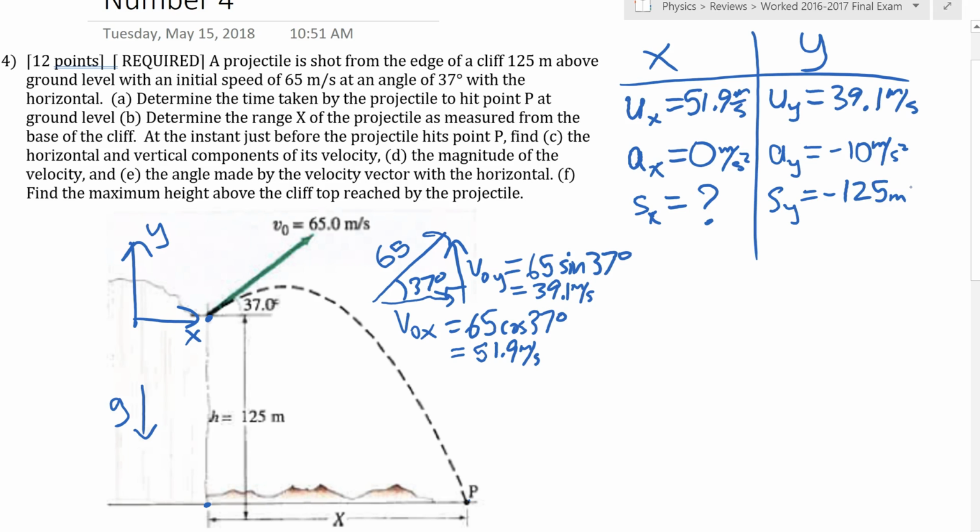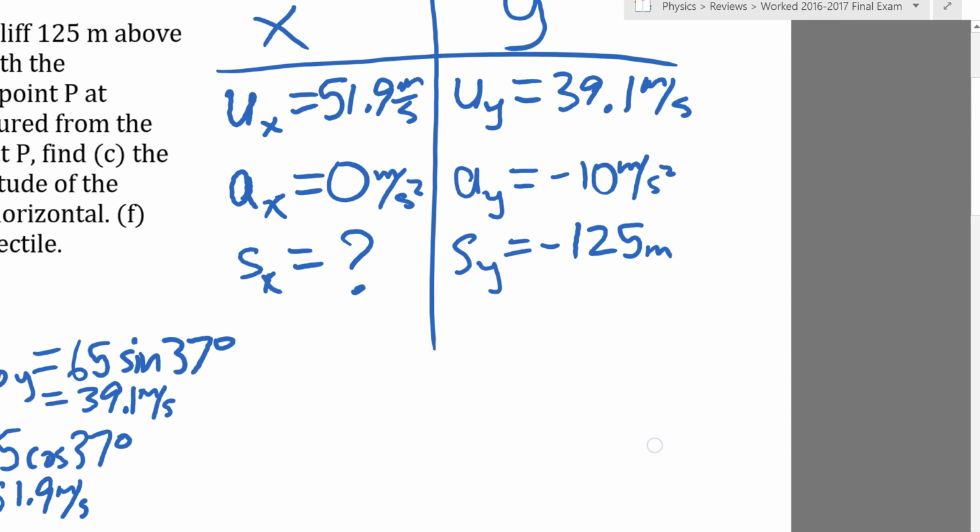Okay, so part A is asking how long does it take for it to hit the ground? We don't have enough information in the x column to really solve that because we don't know how far it is. If we knew how far it was, then you could find the time in the x column. So try the y column. We know initial velocity, we know displacement, we know acceleration. There's immediately one equation that jumps out to me that would let us solve this problem. And that is displacement in the y equals initial velocity in the y times time plus 1/2 times acceleration in the y times time squared. If you plug in the numbers, the only thing we don't have in this equation is time.